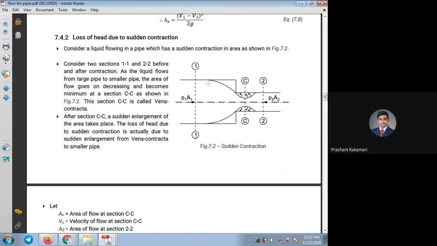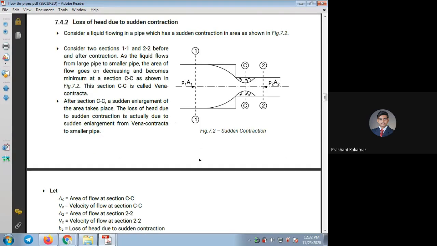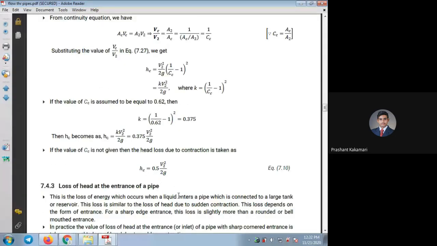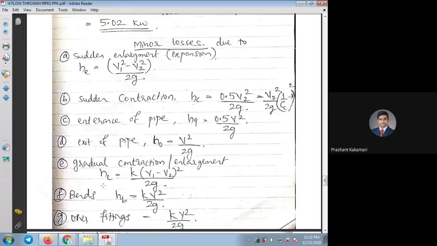But if you design the pipe itself with these gradual changes, such that it resembles the flow dimensions like this, the curvilinear path, then we recall that concept as gradual or smooth changes in the diameter, in contraction or in the enlargement positions. In such a condition, you can use this equation, head loss due to gradual changes, HL equals K into (V1 minus V2) whole square divided by 2G.